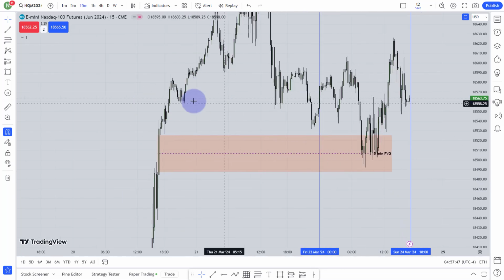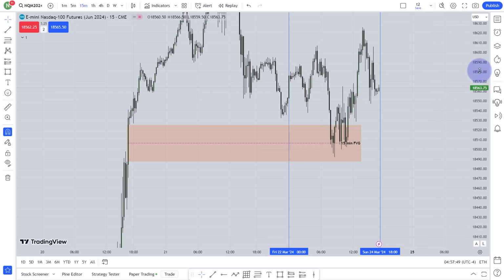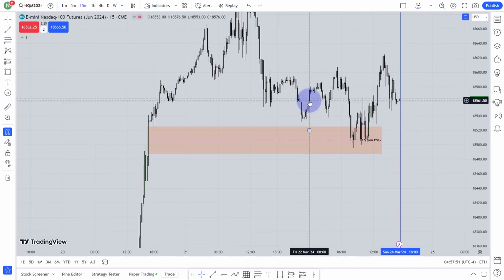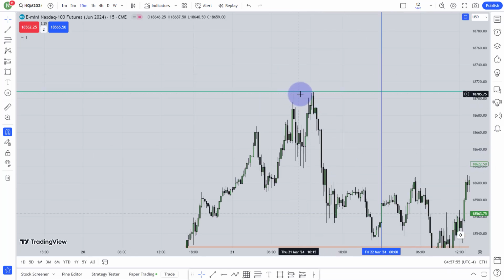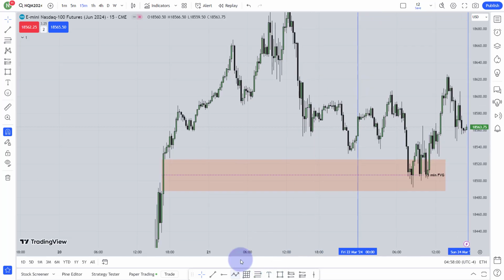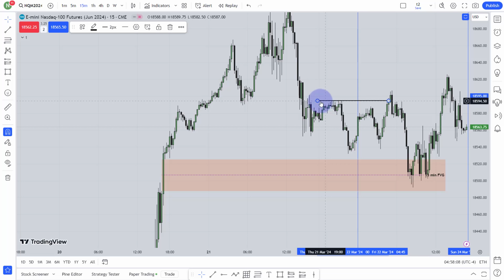You have to mark the 15-minute fair value gap and the buy side liquidity. Now over here, when you are here, you have to look for the buy side liquidity. What do you see? You have this extreme buy side liquidity. Okay, this is your extreme buy side liquidity. At the same time, I can see relatively equal highs. See all of these highs, they're relatively equal highs over here. So this is our relatively equal highs.